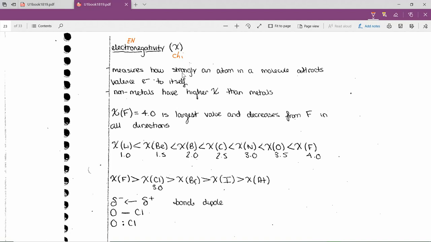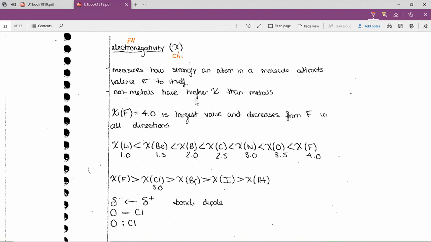But electronegativity, for now, we just want to look at the trend. It increases as you go across and decreases as you go down a group. So increases across a row, decreases down a group. It measures how strongly an atom in a molecule attracts valence electrons to itself. Nonmetals have higher chi than metals.